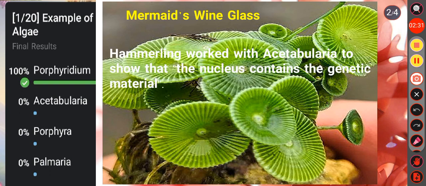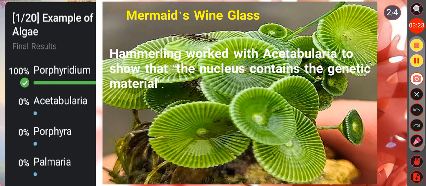And here remember another important MCQ which comes frequently in many exams, that is who worked with Acetabularia to show that the nucleus contains the genetic material. Answer is Hammerling. Hammerling worked with Acetabularia to show that the nucleus contains the genetic material, and his experiment is called Hammerling's nucleocytoplasmic experiment, or also called grafting experiment.